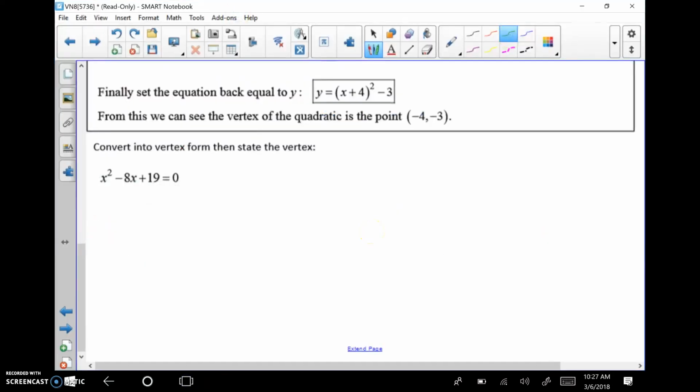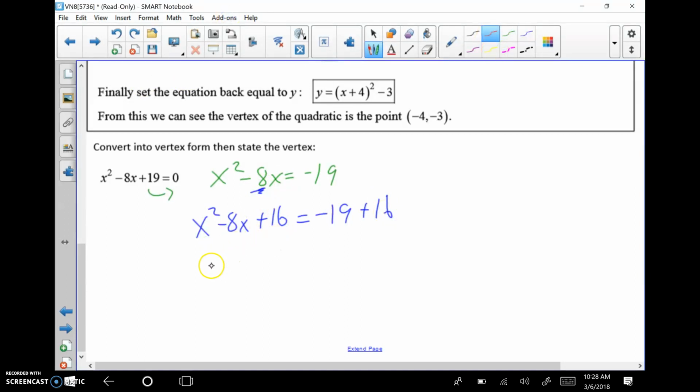So the first step, again, now this one's already set equal to 0 for us, is move that constant over. So we're going to make it x squared minus 8x equals negative 19, right? Because I have to subtract 19 to get it over there. Then we're going to add something to both sides. That something comes from our b term. That's our negative 8 here. Divide it by 2 is negative 4. Squared is 16. Just like in that last example, 16, 16.